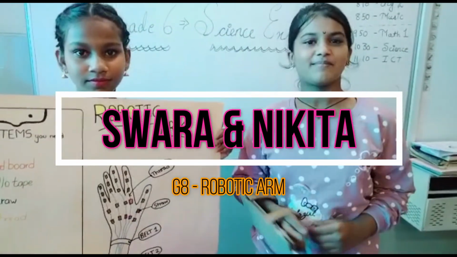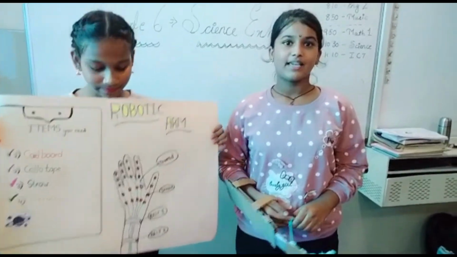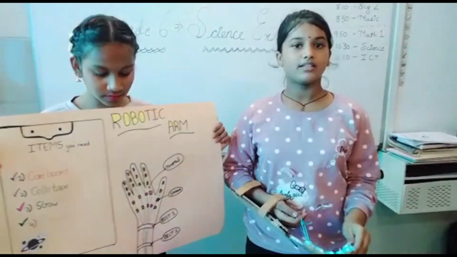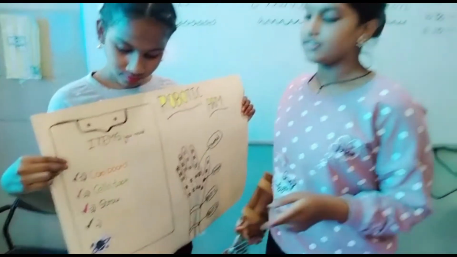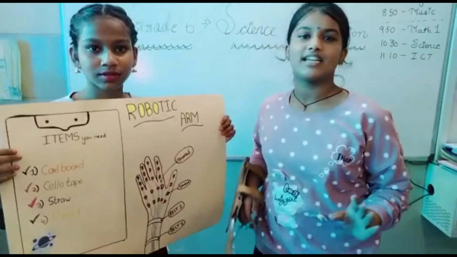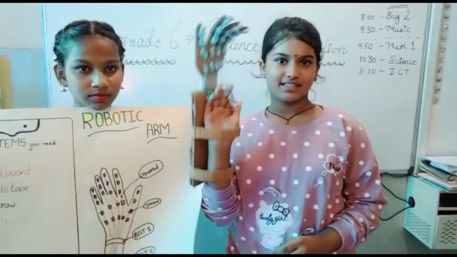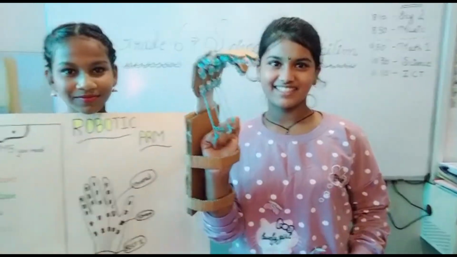Good morning everyone, my name is Sarah and I am Nikita. Today we are going to be making a robotic arm. To make this robotic arm, the materials you need are cardboard, sellotape, straws and thread. This is a really easy and fun project to make for Science Day. Isn't it cool? Thank you.